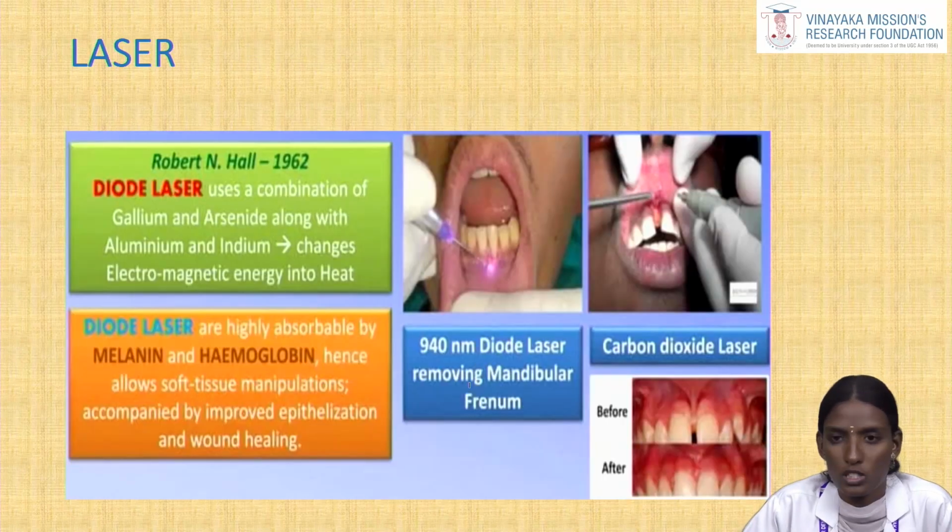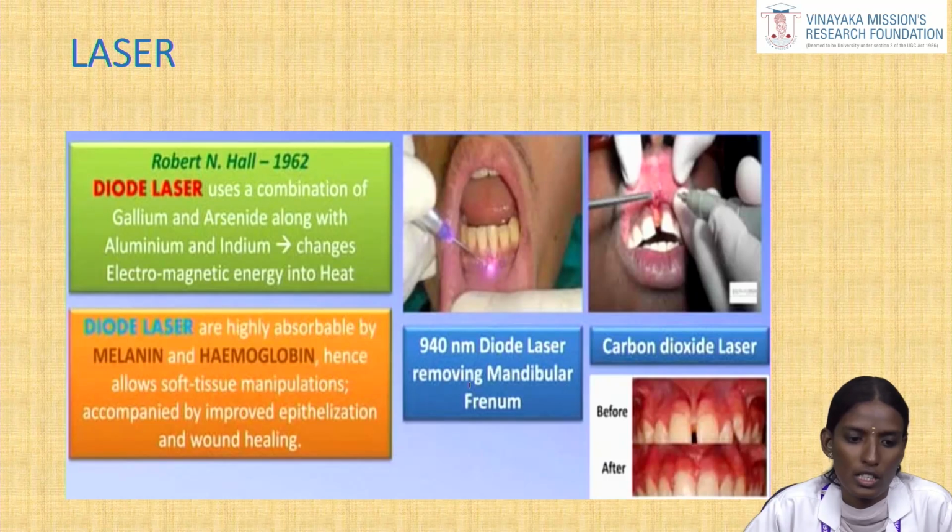Then the most advanced technique is laser. The laser technique is the most commonly used technique nowadays. This is an advanced technique which uses a diode laser. The diode laser is the most commonly used in frenectomy procedures. It uses a combination of gallium, arsenide along with aluminum and indium, which changes electromagnetic energy into heat. The diode laser is highly absorbed by melanin and hemoglobin, hence allowing the soft tissue to be manipulated, accompanied by improvement of epithelium and wound healing.